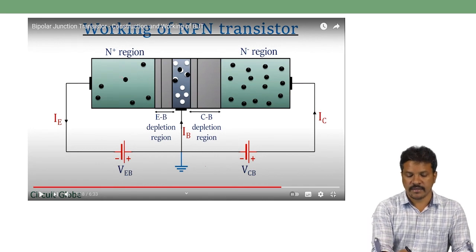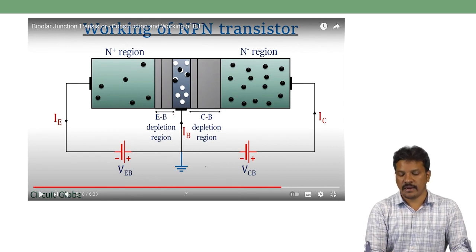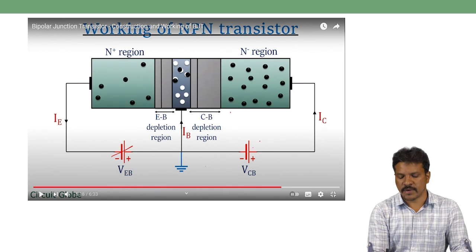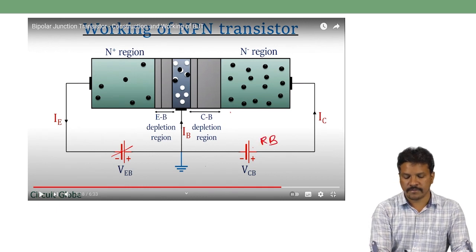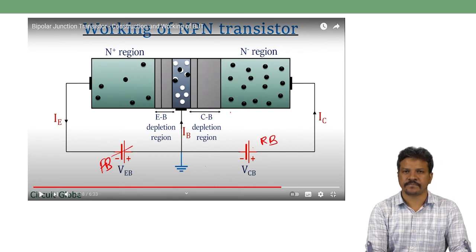In this case, the emitter terminal is N-type material, the base terminal is P-type material, and the collector terminal is N-type material. So the emitter-base junction is forward biased, and the collector-base junction is reverse biased.